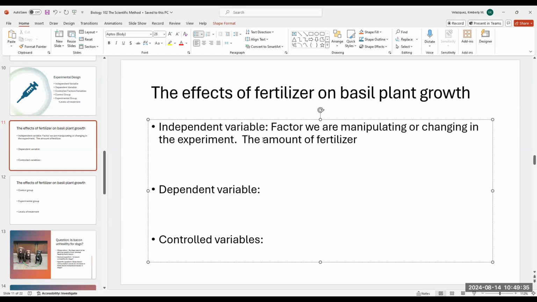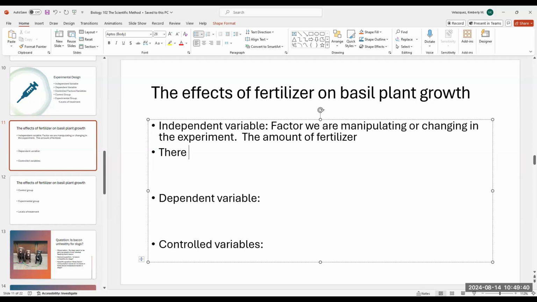Something that's very, very, very important. In every experiment, there can only ever be one independent variable. In other words, if we were changing the amount of fertilizer and the amount of water that a basil plant was receiving, we wouldn't know what was causing that plant growth. We wouldn't know if it was really the fertilizer that was affecting it or if it was the amount of water. Then what if we change the amount of sunlight too?